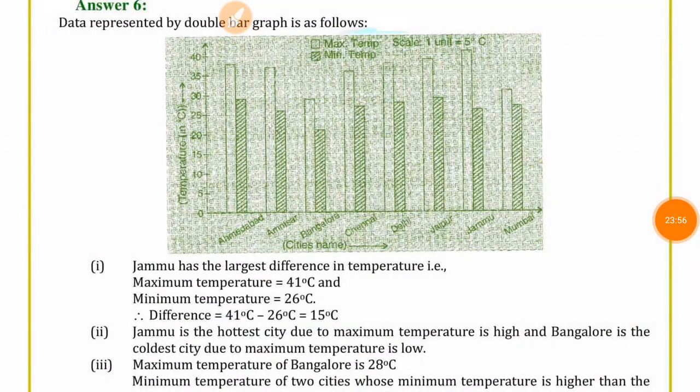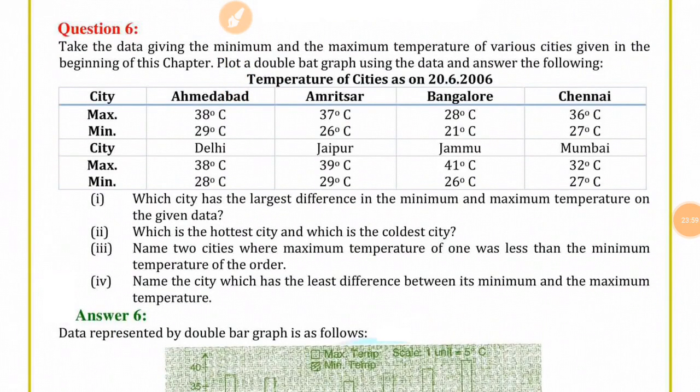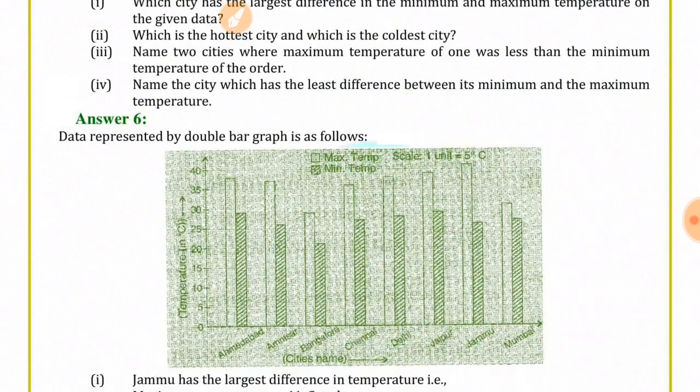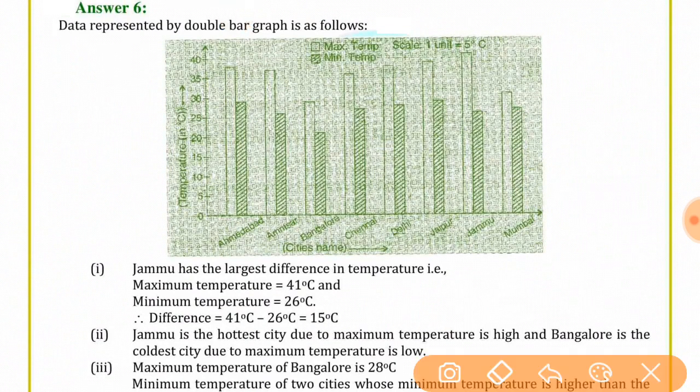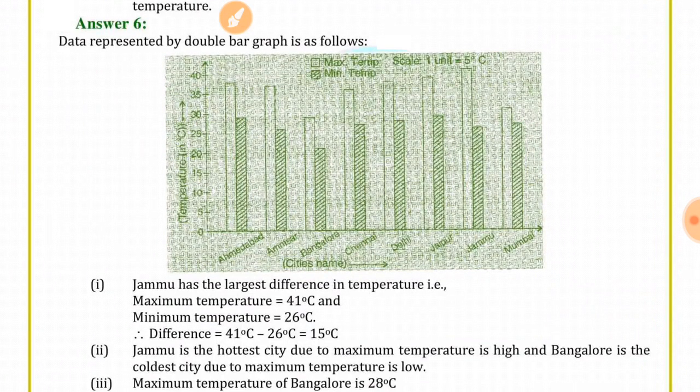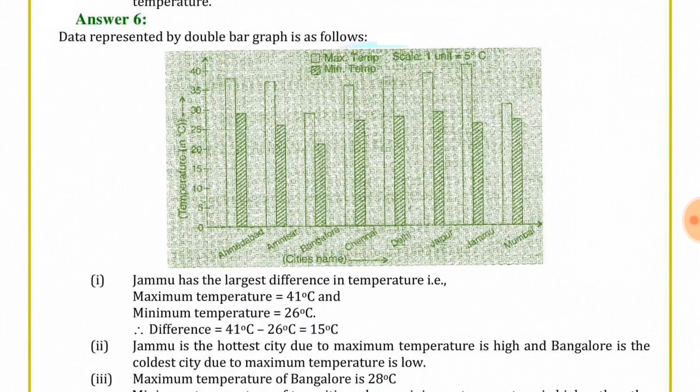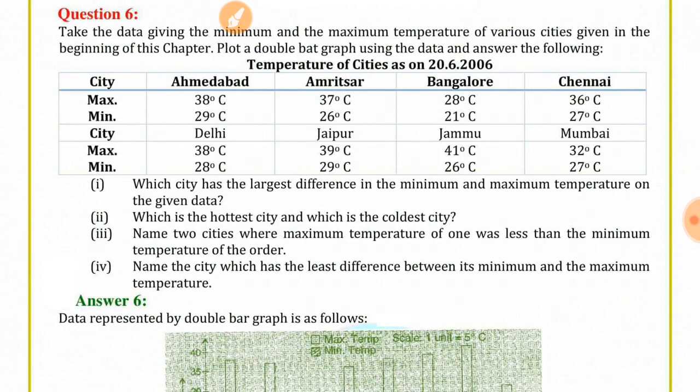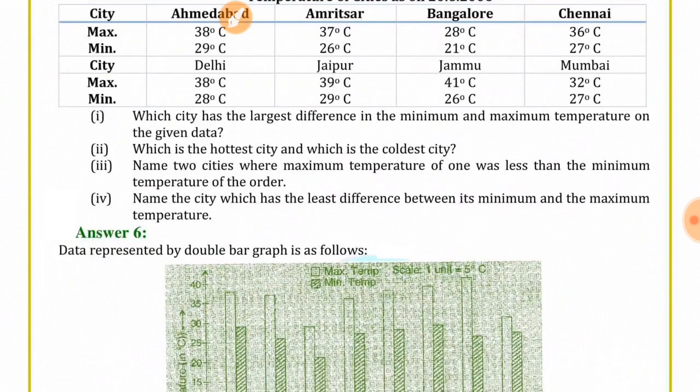So see Ahmedabad, what was that? 38 and 29. 38 is below 40 and above 35, so it is 38. Again 38 and 29. 29 means exactly below 30, slightly below it. So that is the temperature for Ahmedabad. Like that Amritsar, Bangalore, Chennai, you can see all by the graph here.